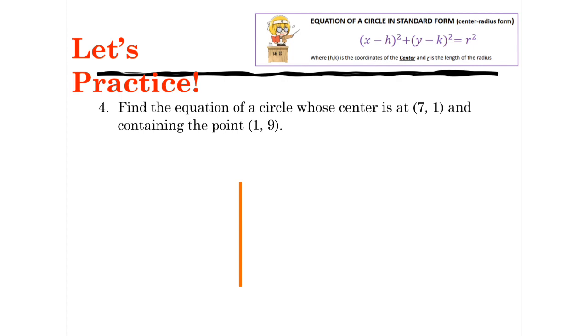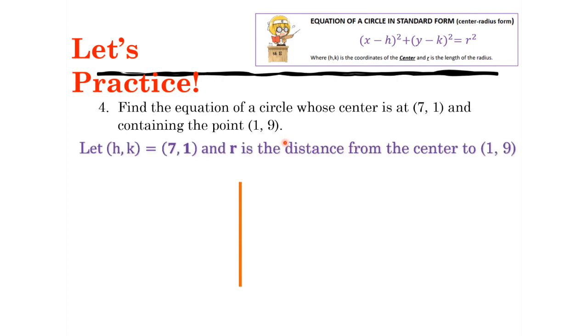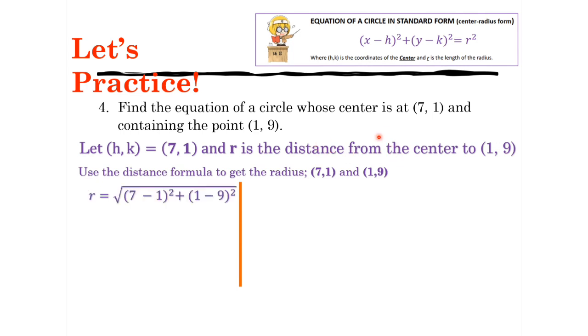As for this one, we have the center at (7, 1) and containing the point (1, 9). And you're like, sir, how will I be able to answer this if there is no radius given? Well, all you have to do is to use the formula. So the h, k is (7, 1), r is the distance from the center to (1, 9). So basically, you will still use the formula if you want to, or you may actually maximize the use of the distance formula.